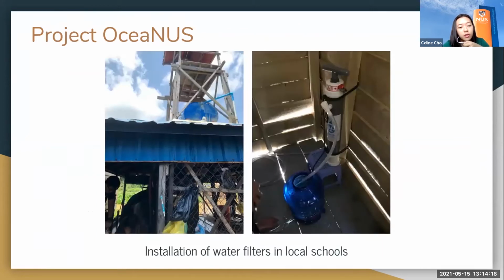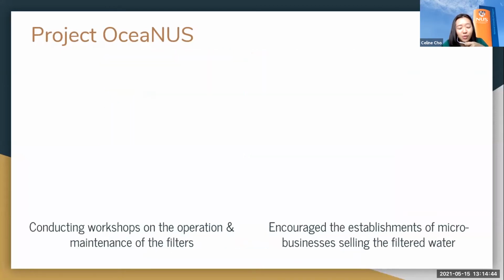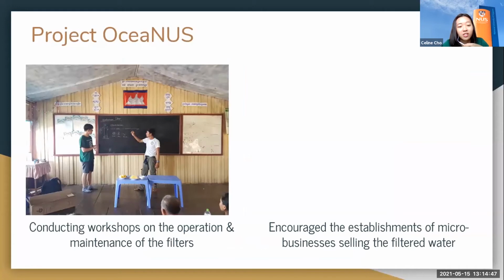When we were at the floating village, we helped to install the water filters in local schools as shown here. What was interesting is that we installed it together with the current infrastructure that they had, which is the elevated water tank as shown here, such that the water filter can be operated in a semi-automated manner using the gravitational potential energy to exert the pressure. We also conducted workshops on the operation and maintenance of the filters for the identified personnel who will be in charge of the filters, such as the village chief, as well as the school principals.